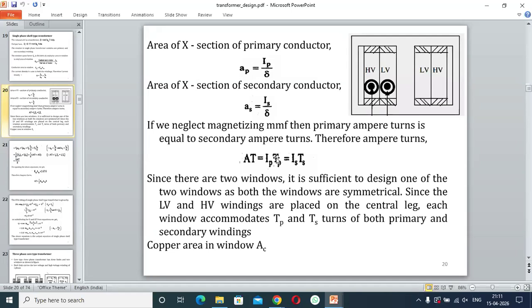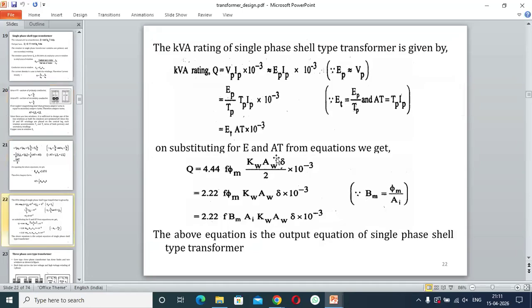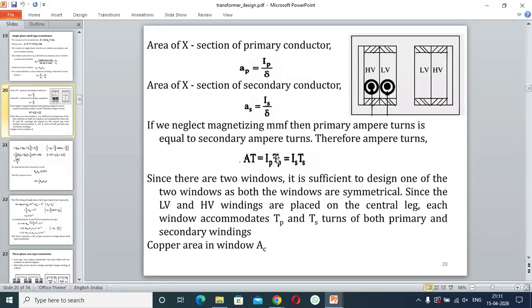So how can we follow this? Again we have to go from the beginning, meaning how many ampere turns we need. The way to see it is that if you neglect magnetizing EMF, then primary ampere turns is equal to the secondary ampere turns. Means as many ampere turns here, the same ampere turns there. So therefore this will become AT is equal to IPTP and equal to ISTS.